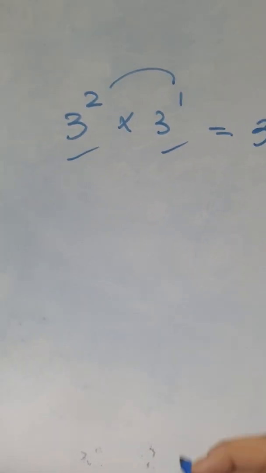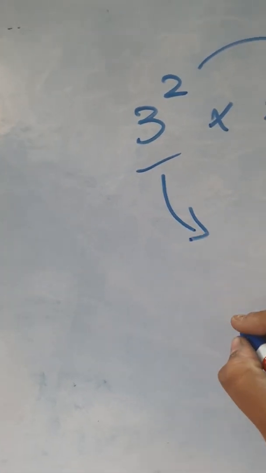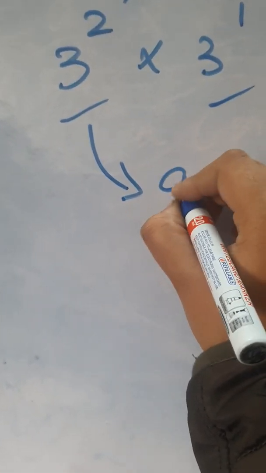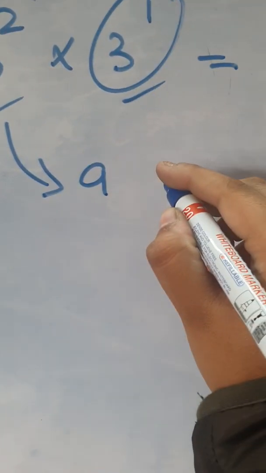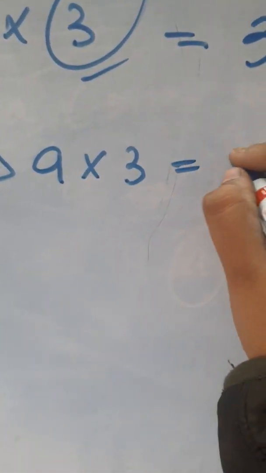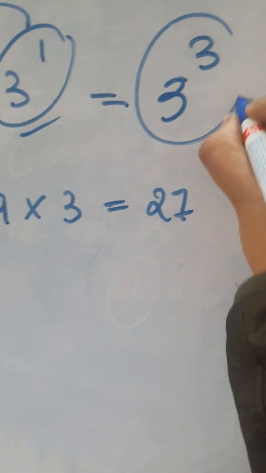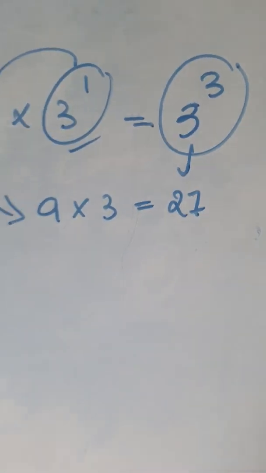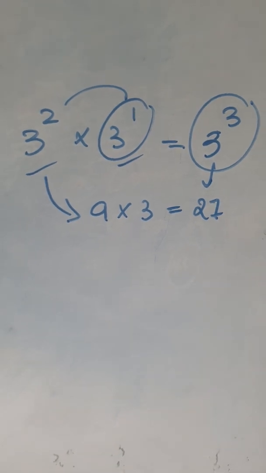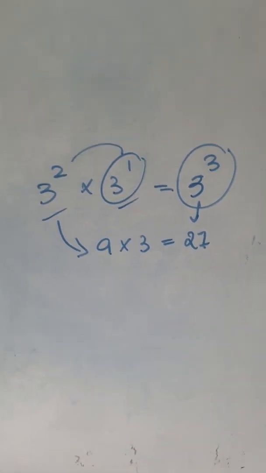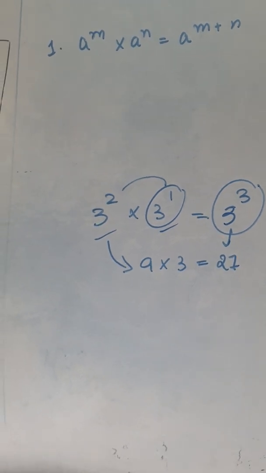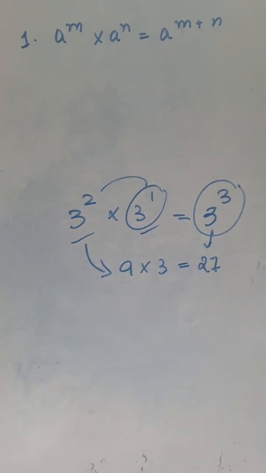Let's verify. 3 to the power 2, that is 9, and 3 to the power 1, that is 3, and when we multiply 9 and 3 we get 27, and 3 to the power 3 is also 27. That means it is verified, and it is indeed very true. Now above I have mentioned the first law of exponents, so let's move on to the second one.